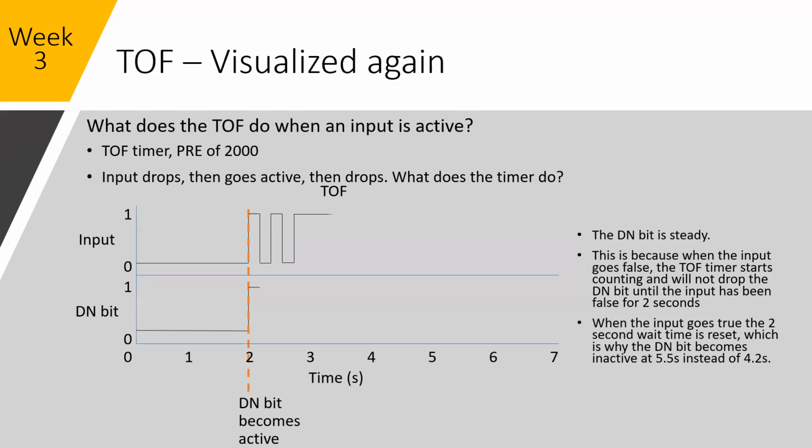Should the input cycle repeatedly and then hold steady state for a little longer, the output will just stay on the whole time. And then at the last trailing edge, it will stay on for the duration of the preset.